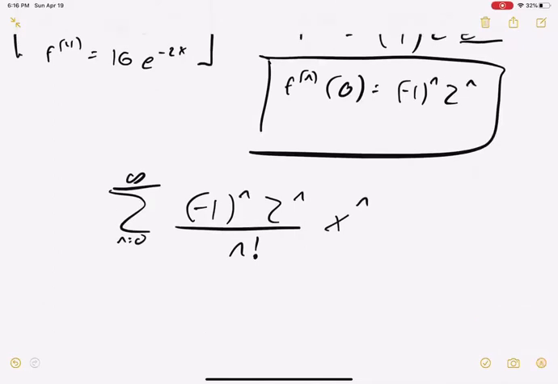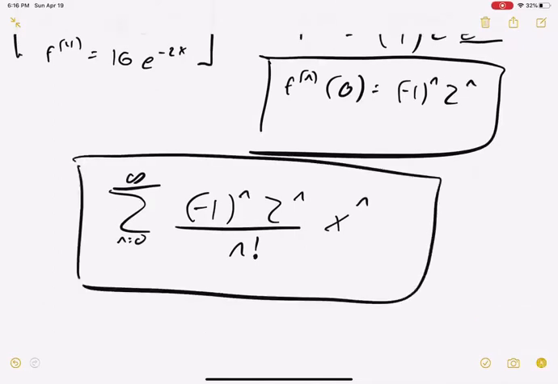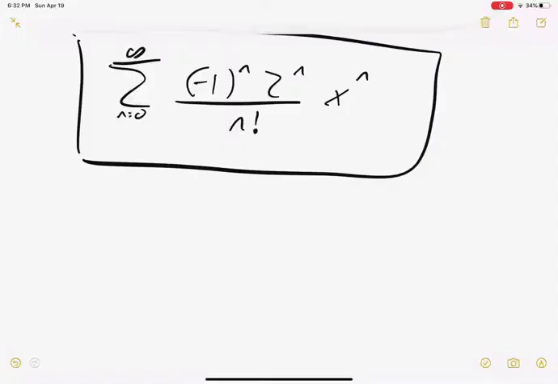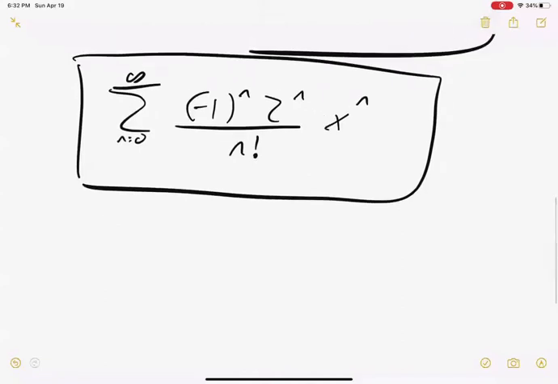Simple. That is our final answer. So this term, just to reiterate, this numerator is our f of n evaluated at 0. This is our n factorial, and this is our x to the n. So cleaning this back up, our final answer is this. All right, so we said this is our Maclaurin series for our function e to the negative 2x.